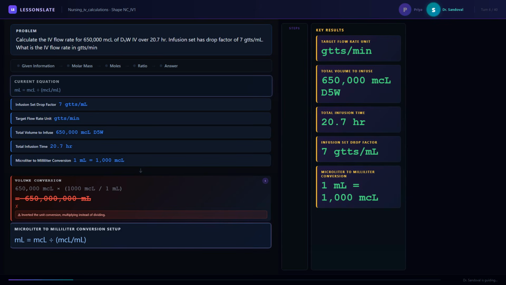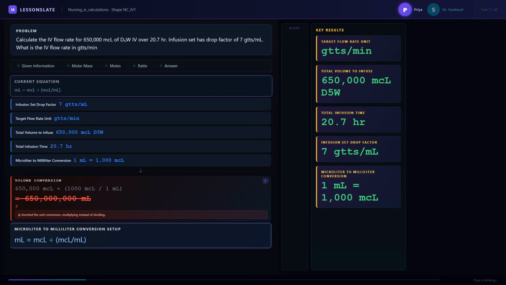If 1 milliliter is 1,000 microliters and you have 650,000 microliters, how many groups of 1,000 microliters do you have? You'd divide the total microliters by the number of microliters in 1 milliliter. Can you try setting up that calculation again?